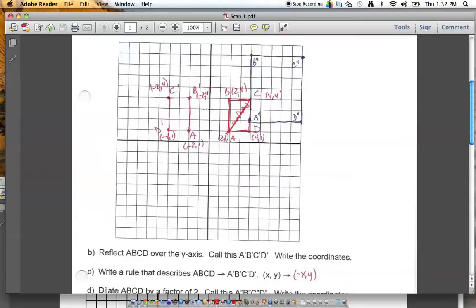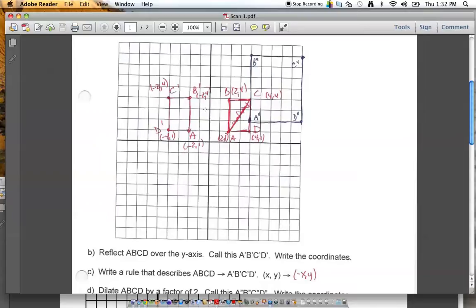So remember, what are the 3 words you always use when you reflect? Count and repeat. Good. 1, 2, 1, 2, 1, 2, 3, 4, 1, 2, 3, 4. And then it says write the coordinates, which I did. I wrote the coordinates right here.